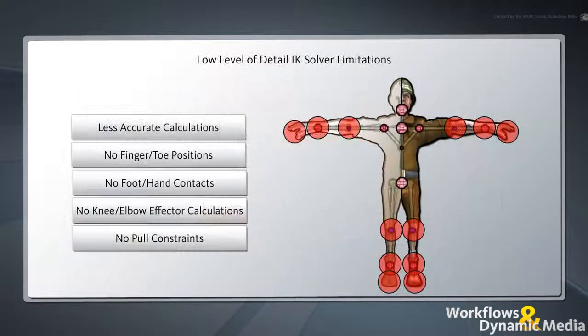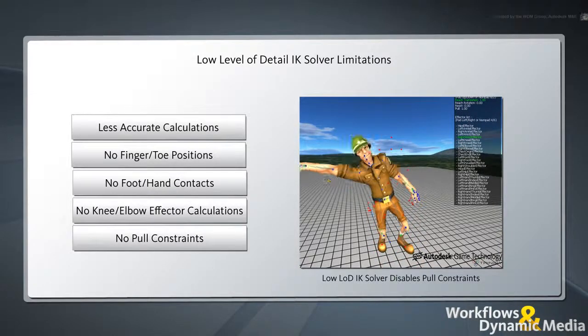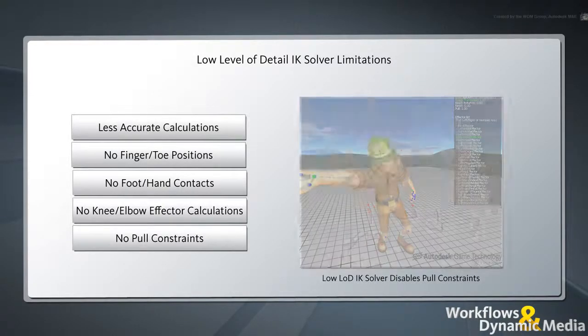The low LOD IK solver saves costs by compromising on certain solving steps. Generally speaking, it uses faster but less precise methods of calculating the positions of your character's joints. It ignores a character's foot and hand contacts, the position of its fingers and toes, as well as certain effectors like its knees and elbows. It also disables the pull constraint necessary to obtain a full-body IK solve.